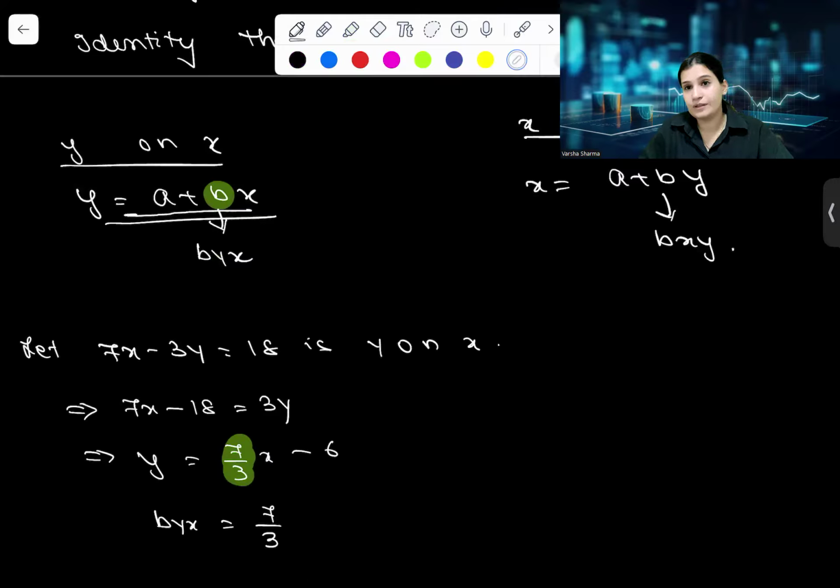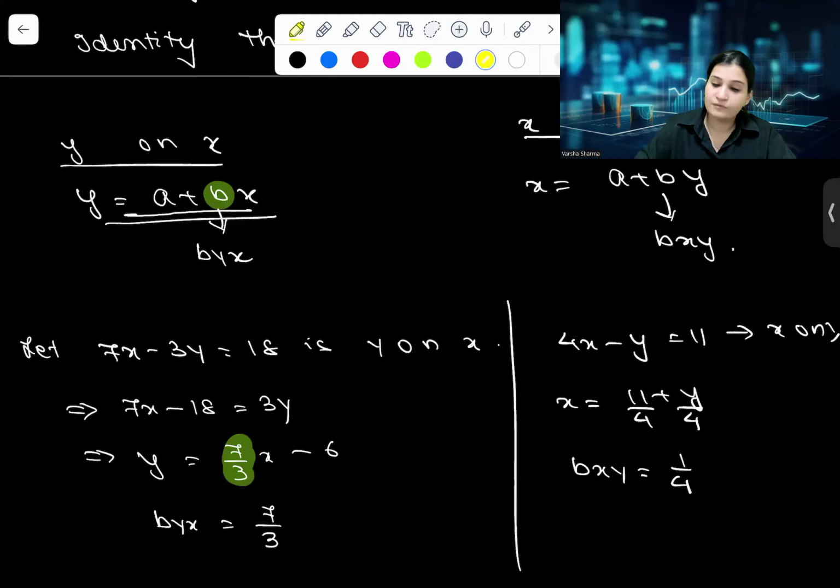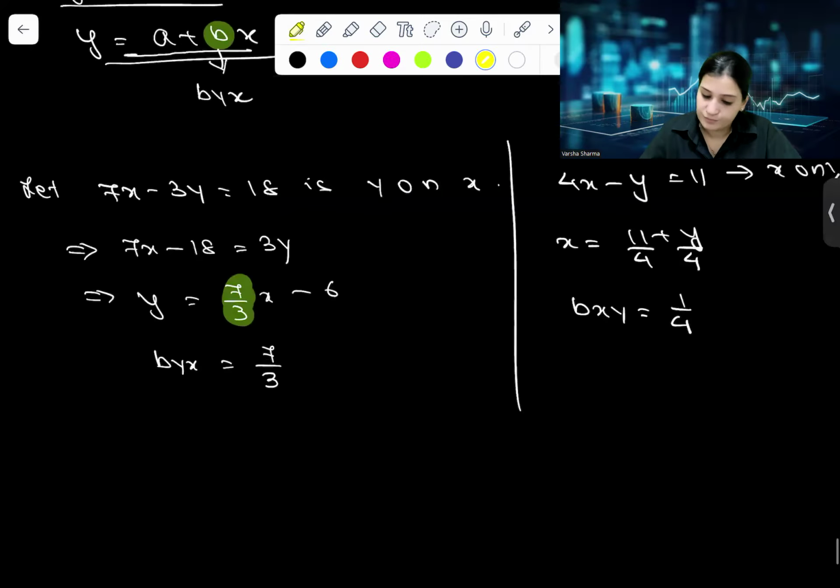Still here, any doubt? No, ma'am. And automatically then the second equation would be x on y. This is x on y. So here isolate x. And here the coefficient of y will be bxy. Note.